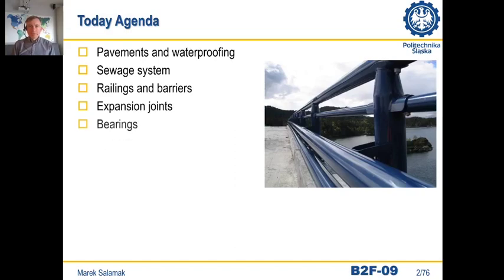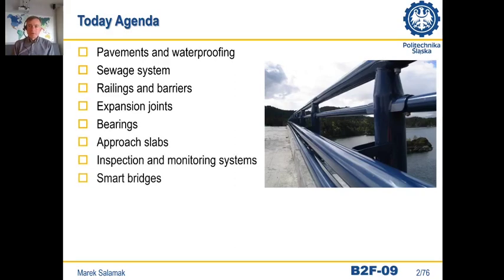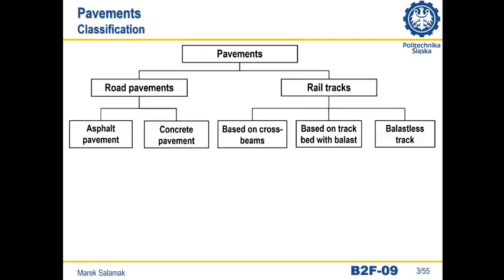We will start today with pavements and waterproofing, the sewage system, railing and barriers, expansion joints and mirrors, approach slabs, and finally inspection and monitoring systems with an introduction to the so-called smart bridges. Let's start with the surface pavements and the associated classification of the types.